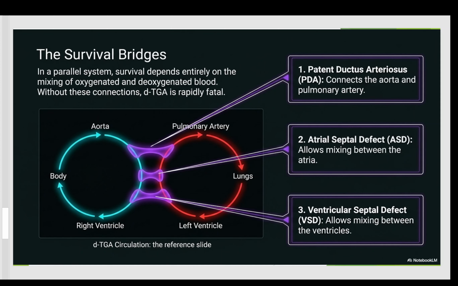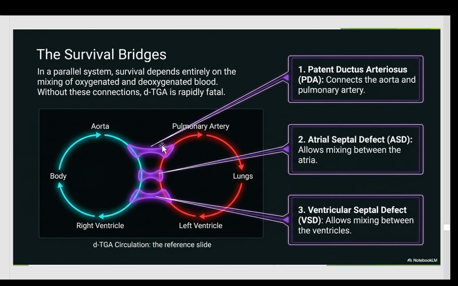The possible survival in this condition is whenever there is a communication between the left side and the right side. So we can have patent ductus arteriosus patency for a few days, which maintains the connection, and you can have an atrial septal defect, which can be natural, when it will be helping us to sustain life. Otherwise we have to surgically create it, or a ventricular septal defect, which can allow the mixing of the blood.